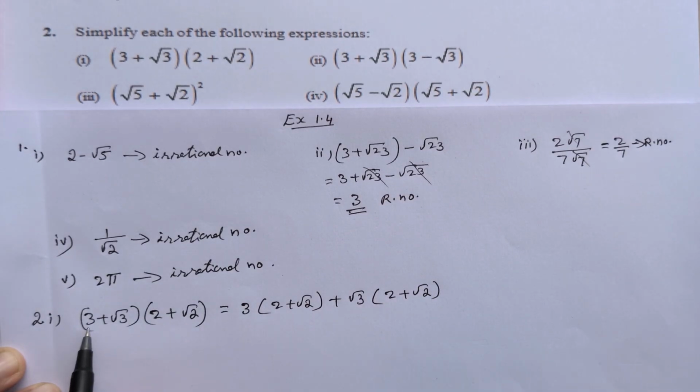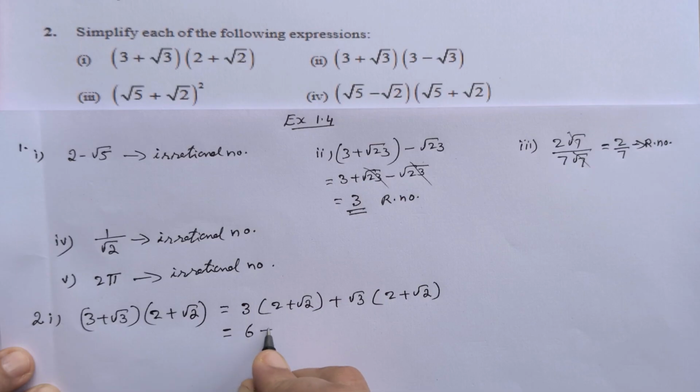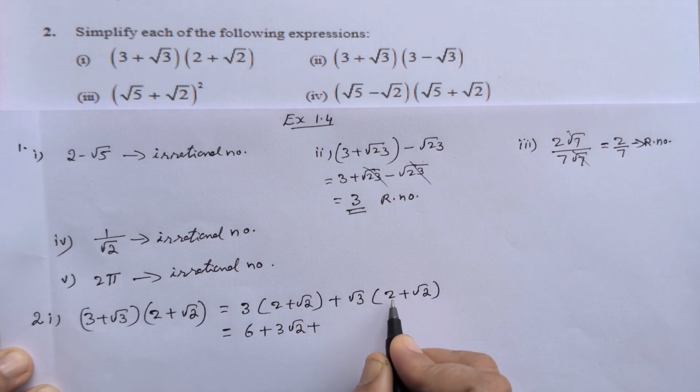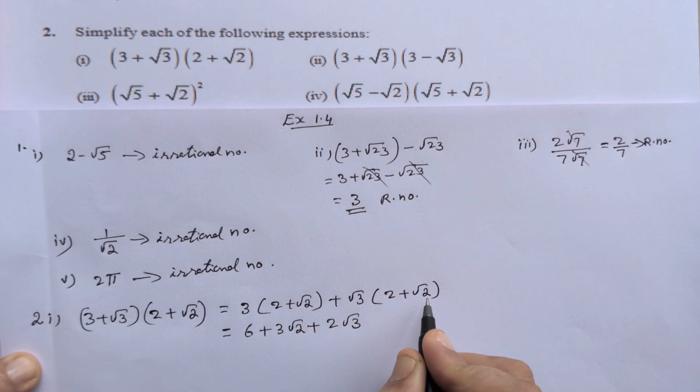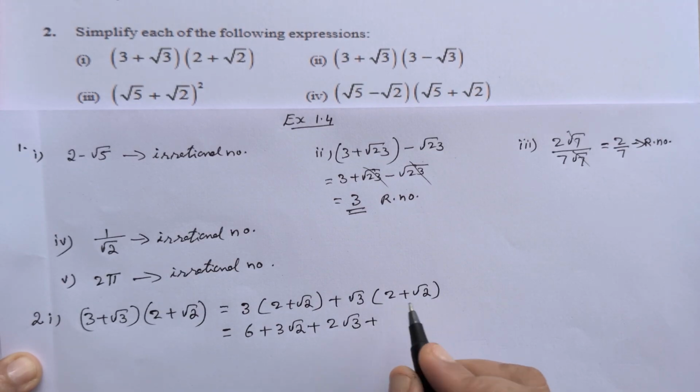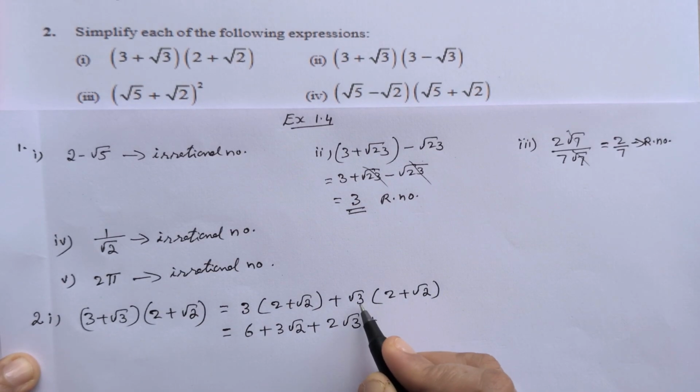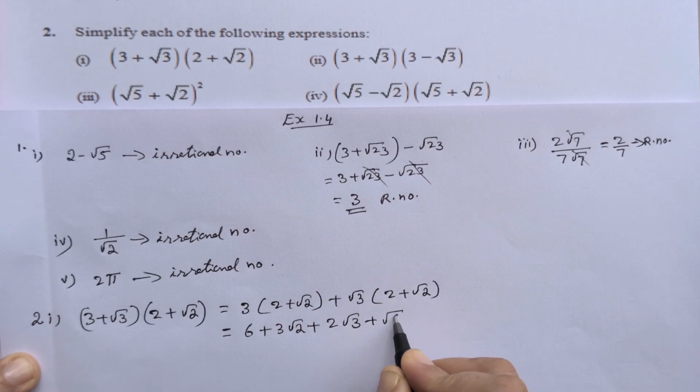What we did, when multiplying two terms in each bracket, take the first term and multiply 3 into 2, 3 into root 2. That's what we are writing here, 3 into second bracket, then plus root 3 into second bracket. When you open this bracket, 3 into 2 is 6, 3 into root 2 is 3 root 2, plus root 3 into 2, that we can write as 2 root 3. Then root 3 into root 2, both under the root sign, so 3 into 2 is 6, and root 6. So this is the answer.